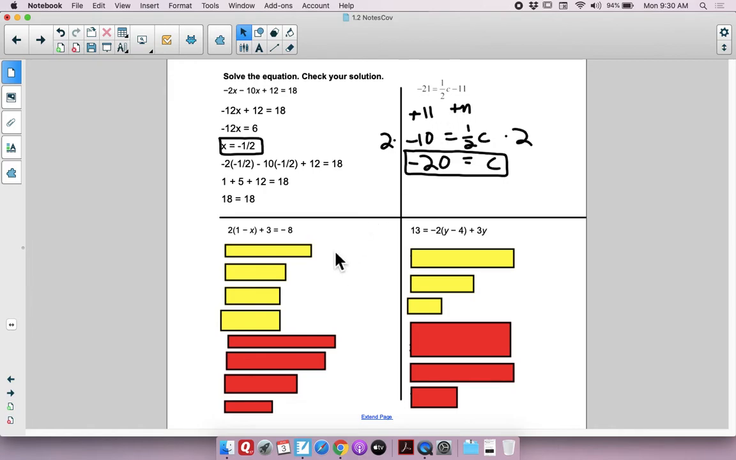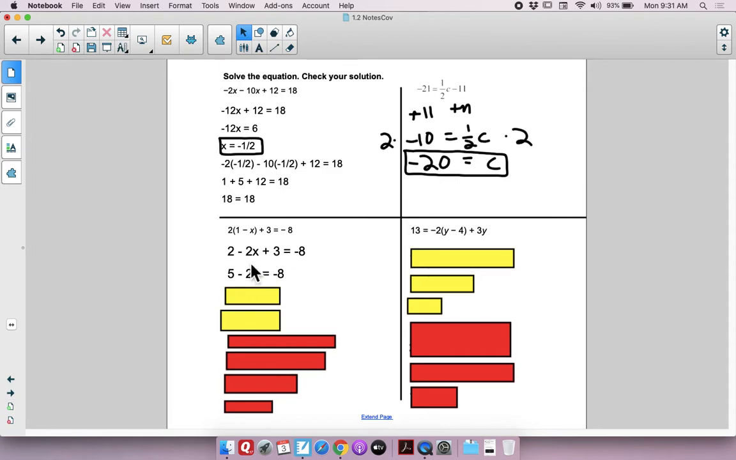Okay, next one. We need to simplify each side. Well, we got to get rid of those parentheses, right? That's part of simplifying. So we would need to use what property? Distributive property. So we would distribute, right? 2 and then negative 2x plus 3. Do we have any like terms on the left side to combine? Yeah, the 2 and the positive 3. That will make 5.